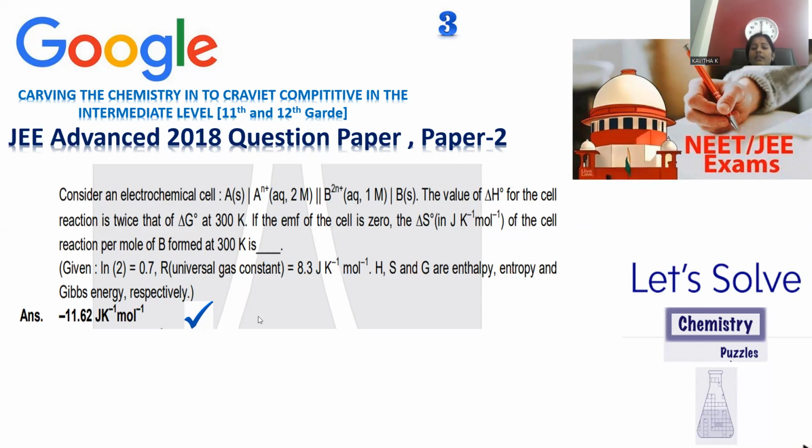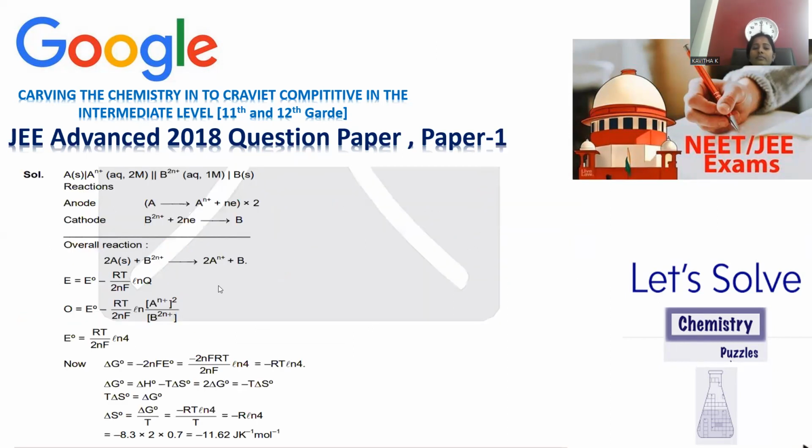Let's see how we can solve this problem. In order to solve it, let's represent the cell notation again: A, which is in contact with A n plus 2 molar aqueous solution, and B solid dipped into the B 2n plus aqueous 1 molar solution. This is the cell notation. The left hand side material is always the anode. A is converted into A n plus, releasing n number of electrons.